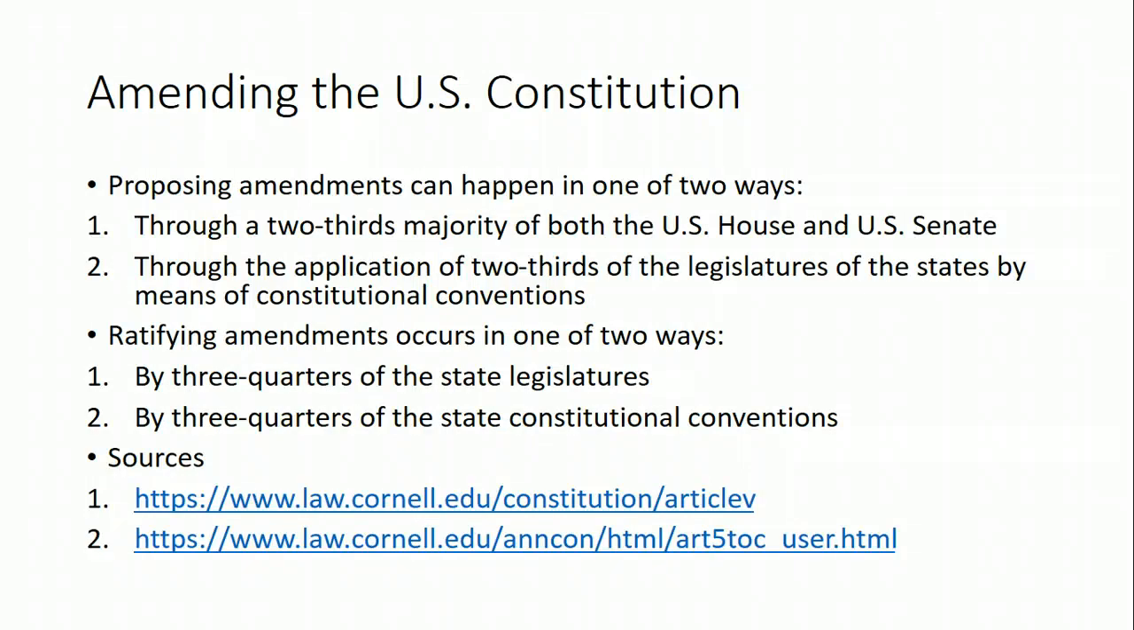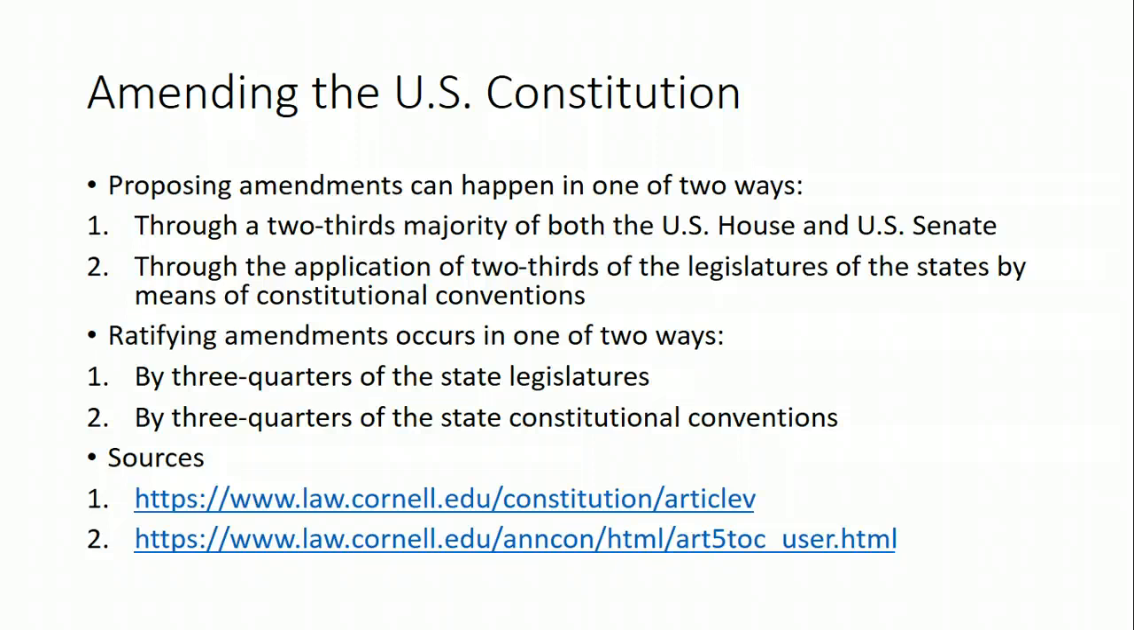Our Constitution is designed so that amending it is quite a task. The framers of the Constitution did not want a system like we have in Texas, for example, where the Constitution is amended through the initiative and referendum process through the voters. They wanted a Constitution that could only be amended in extraordinary circumstances. So our Constitution can be amended through the proposal and ratification process.